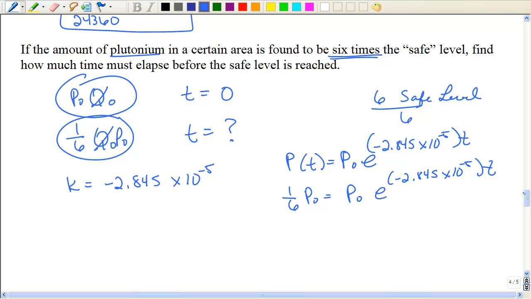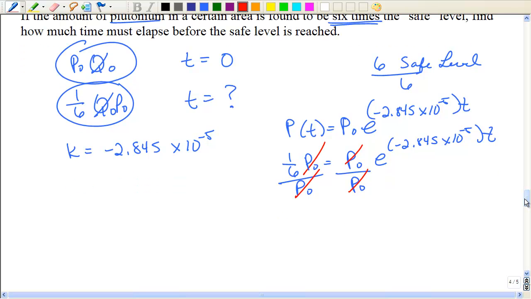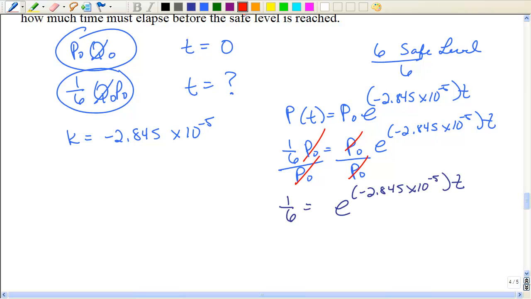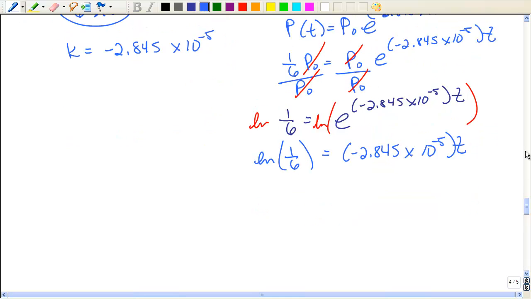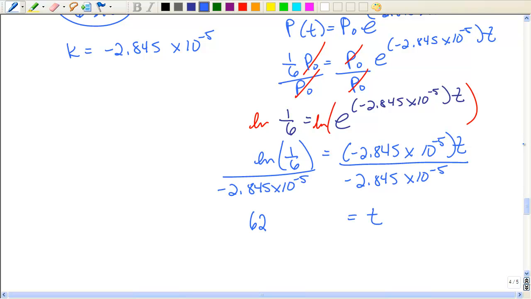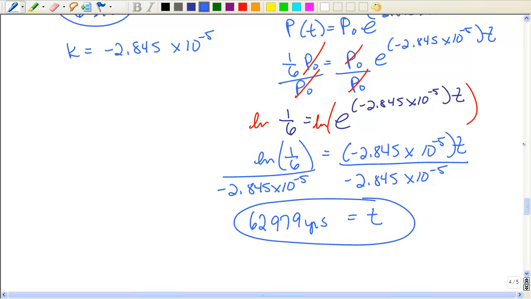You might be thinking, well, you have too many variables, but let's look at this. If I divide by this initial amount, whatever that is, it's going to cancel it out. So we're just looking at a ratio. I want 1/6 of that. Okay, so again, we're going to take the natural log of both sides. And this is going to allow us to solve for T, divide by this. And I will get 62,979 years. I'm pretty sure I rounded to the nearest year.